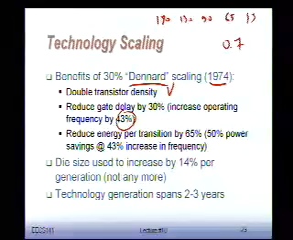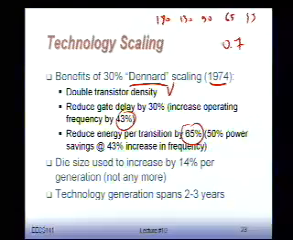Okay? The energy per transition, and I'll come back to that in a second, if you assume that not only the feature sizes scale, but we also scale the supply voltage. While we're going down in feature size, we're going to have to make the supply voltages smaller as well. It turns out the energy per transition would go down by 65%. That's 50% power savings at a 43% increase in frequency. Okay, that's the ideal model.